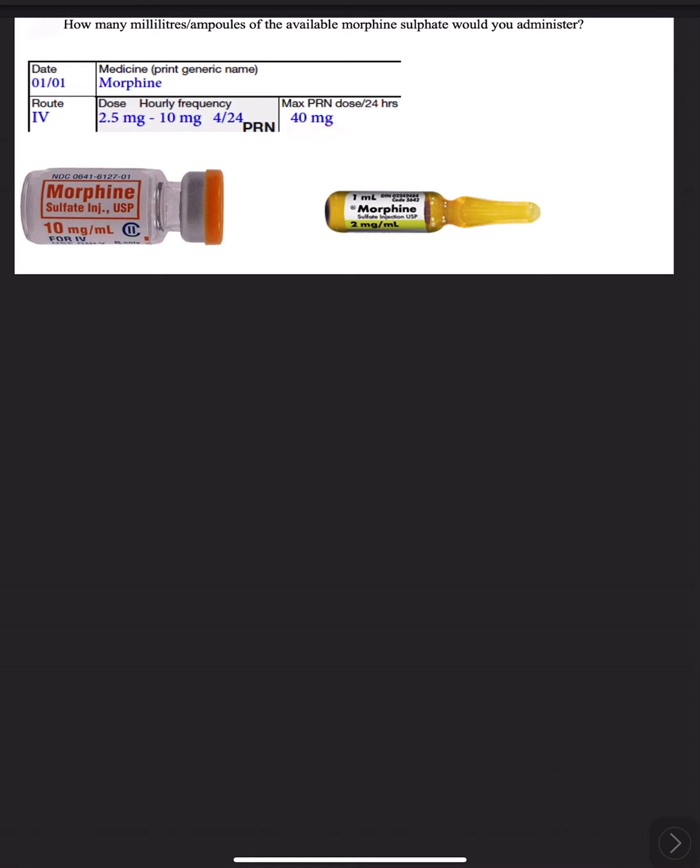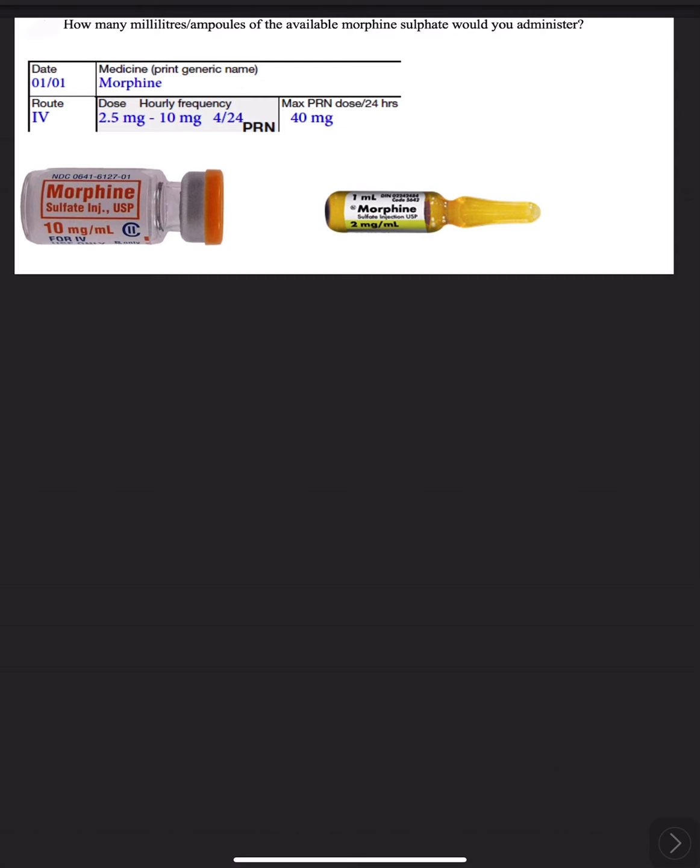So one question we should ask ourselves is, what's the difference between the two? Here we've got the ampule, and this one becomes the vial. The vial you can use multiple times. The ampule is single use, and you just discard it.